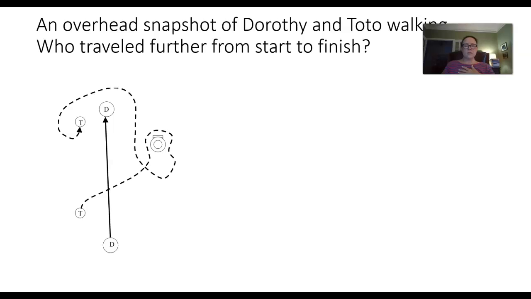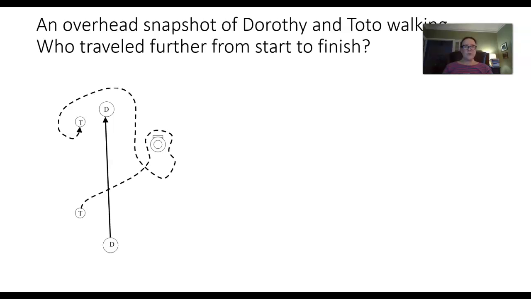The solid line shows Dorothy's path, and the dashed line shows the puppy Toto's path. And the question is, if you look at it from start to finish, who traveled further? Now, at first glance, I'm thinking Toto did, because if I could imagine straightening that dashed line out into just a straight line, I think that dashed line would be longer than the path that Dorothy has walked.